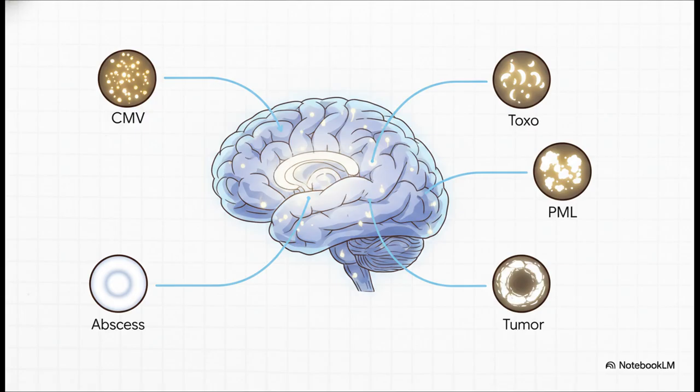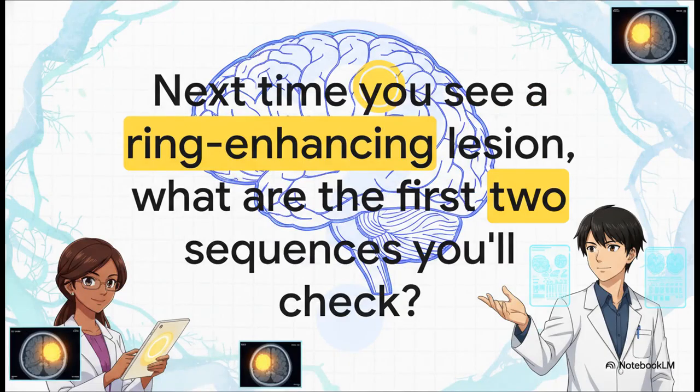A smooth ring, bright on DWI with a lactate peak, that's an abscess. An irregular ring, no restriction, and a choline peak, that's a tumor. Got it? So there you have it.